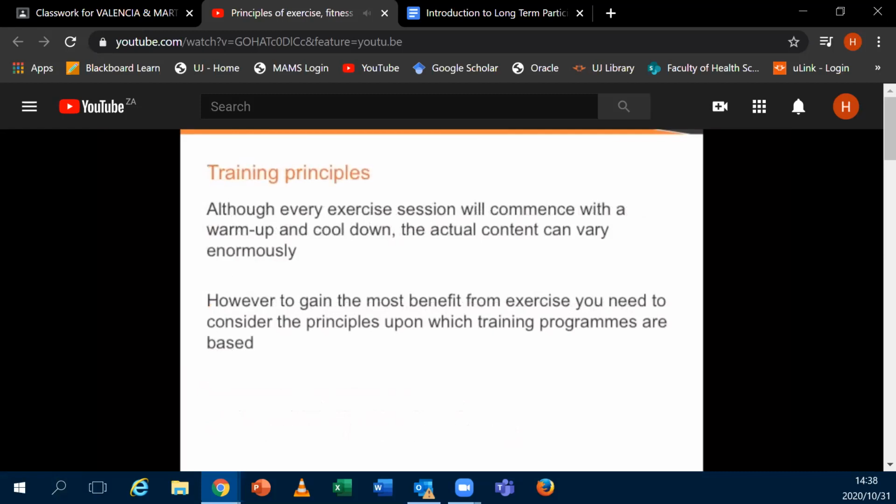Training principles. Although every exercise session will commence with a warm-up and finish with a cool-down, the actual content can vary enormously. However, to gain the most benefit from exercise, you need to consider the principles upon which training programs are based.